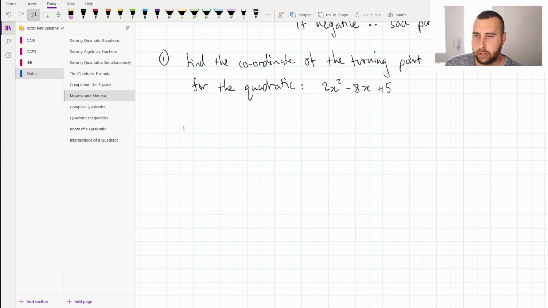So the first method is using the x is equal to minus b over 2a formula, and so we're going to substitute in the values and see what we get. So x is going to equal minus (minus 8) all over 2 times 2, so that's your a and your b terms respectively, and this gives us an answer of positive 2.